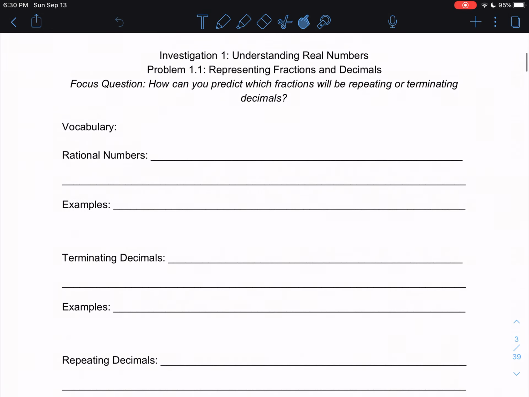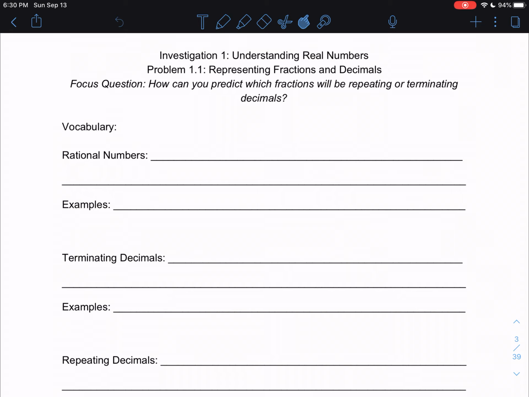And so today we are starting investigation 1, where we are understanding what are called real numbers. And we're going to get more into what that word real means later. But today we are just going to be working through problem 1.1, which is representing fractions and decimals. And by the end of this lesson, we want to be able to answer the focus question of how can you predict which fractions will be repeating or terminating decimals.